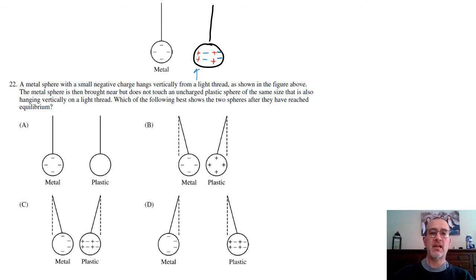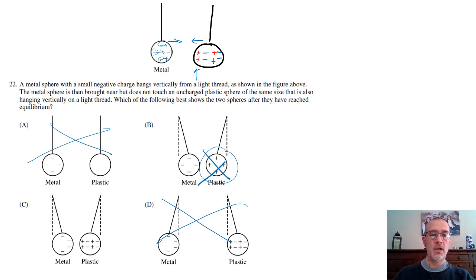So what that's going to do is move the negatives a little bit over to the right in order to be closer to that positive. So the metal's charge is going to flow, and on the plastic the charge is going to polarize, and then those two objects will be attracted to one another. That means A, which just has them hanging still, is not going to be the case. D has them pushing apart, that's not going to be the case. B shows a net positive charge on the plastic, and we know that's not the case because all that's going to happen is the charge is going to polarize, so that's not true. But C has the negatives closer, being pulled to the right in the metal sphere, so that's good. And on the plastic, we have the charge separation, the polarization, and so C is looking like a really good answer for that problem.